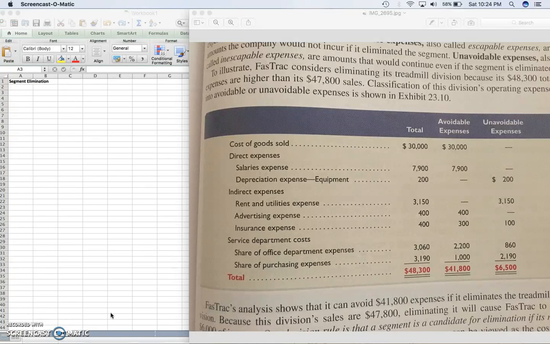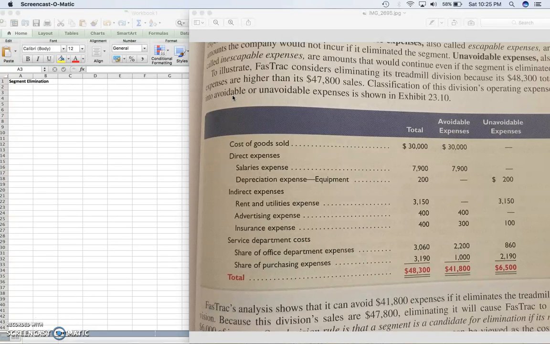So one example of this is in the book, page 993, where Fast Track is considering eliminating its treadmill division. The reason why it's trying to eliminate it is because its expenses are higher than its sales. Its expenses are around $48,300 while its sales are $47,800. So this is a good reason to want to eliminate a segment.